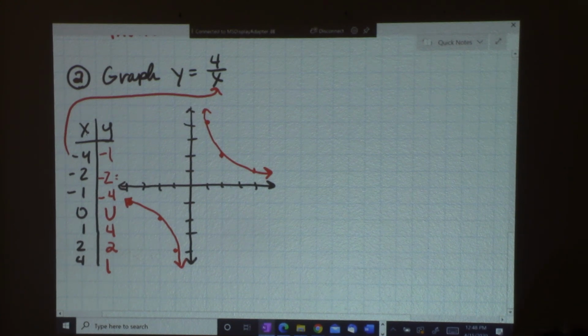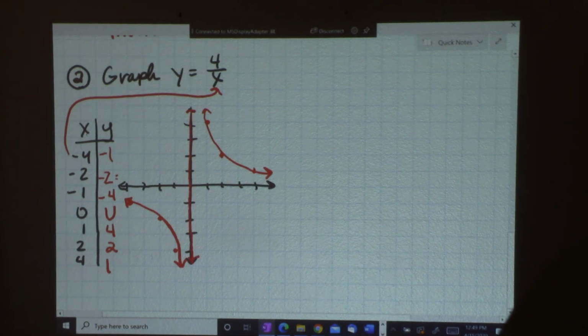It's got two curves. Now, I want you to notice that if I go down this way, it's getting smaller and smaller and smaller, and it's approaching zero, but it never gets to zero because I cannot have a zero in the denominator, okay? So that means that this y-axis is a boundary.